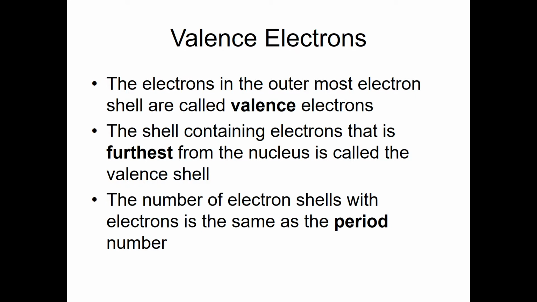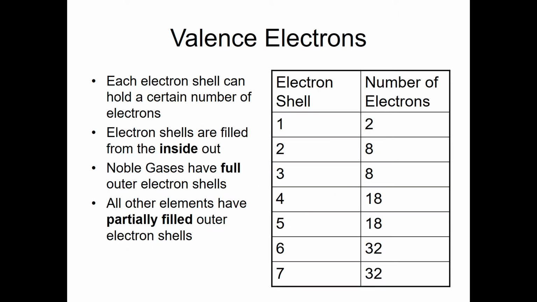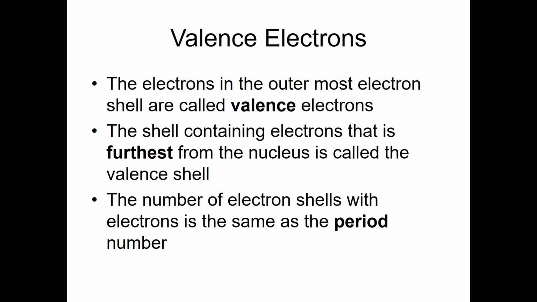So the electrons in the outermost electron shell are called valence electrons. Don't copy this table down. I think it's wrong. But electrons in the outermost energy level or electron shell are called valence electrons. The shell containing electrons that is farthest from the nucleus is called the valence shell. The number of electron shells with electrons is the same as the period number.